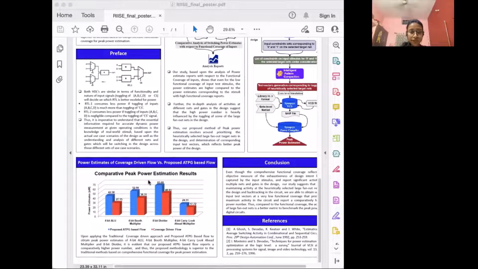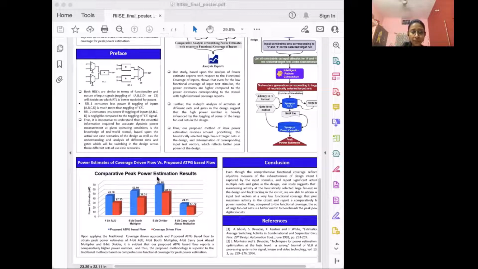Here this graph shows the results of our proposed flow compared with the traditional coverage-driven flow, and as indicated by the blue bar graph, in comparison with the red one, the peak power can be better estimated using the proposed flow in all the examples we have used.